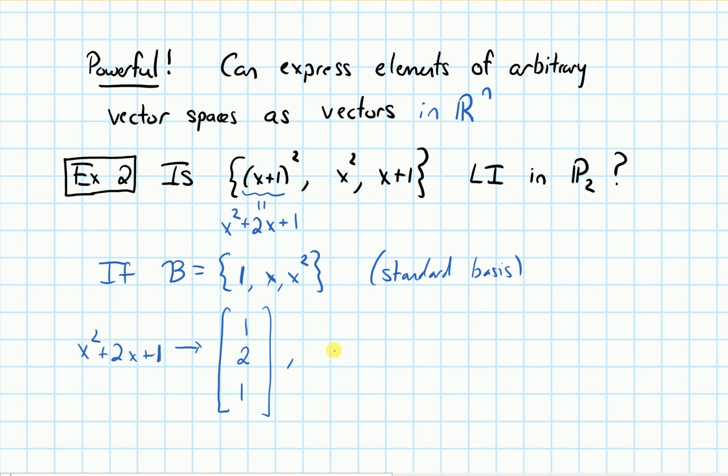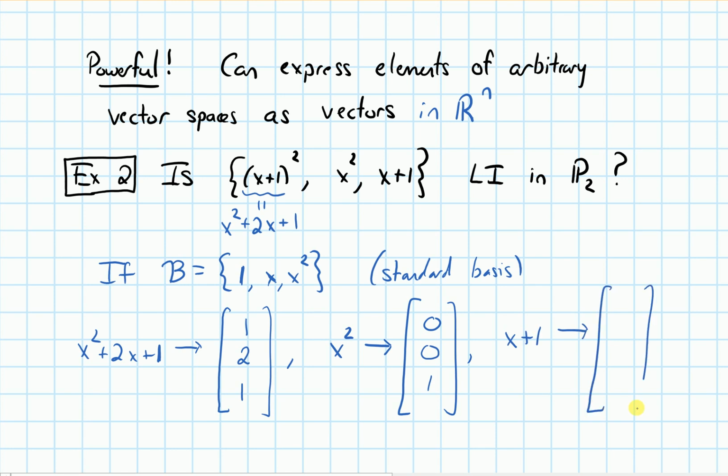Let's do the same thing for the next polynomial, which is x squared. If I rewrite that in terms of its coordinate vector, there's no constant term and no x term, but there is an x squared term, and its coefficient is technically 1, so I'd write 1 there. We have one more polynomial, which is x plus 1. Its constant term coefficient is 1. The coefficient of x is 1, but there's no x squared term, so that coefficient is 0. Okay, so we have these three coordinate vectors.